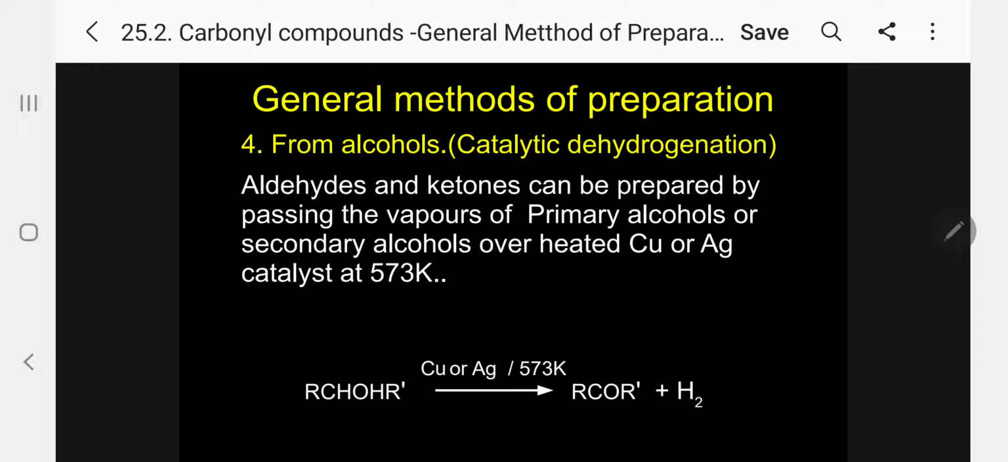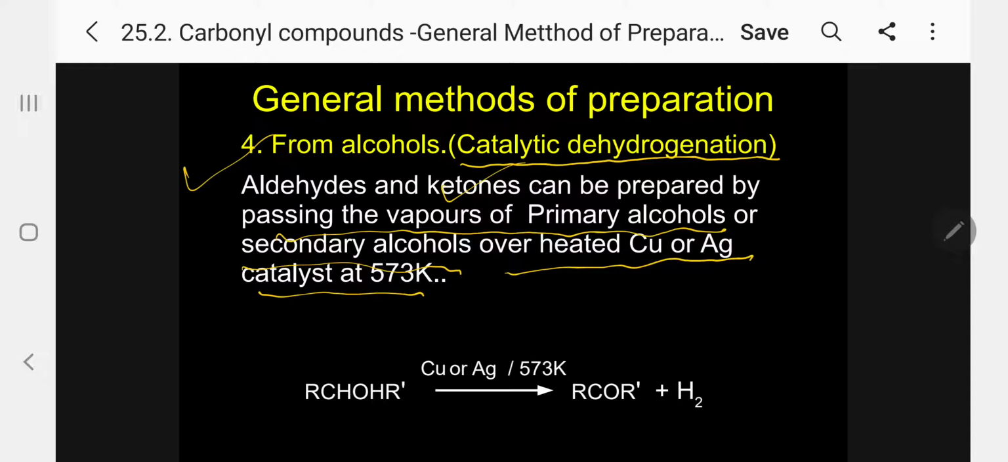Direct oxidation. And the fourth method, again from alcohol, but this time it is not oxidation, it is called catalytic dehydrogenation. This is one of the methods we have used to distinguish between primary, secondary and tertiary alcohol. Please follow. Catalytic dehydrogenation: copper or silver heated at 573 Kelvin. Aldehydes and ketones can be prepared by passing vapors of primary alcohol or secondary alcohol over heated copper or silver catalyst at 573 Kelvin.